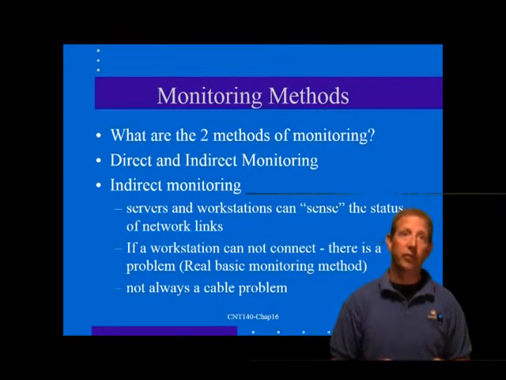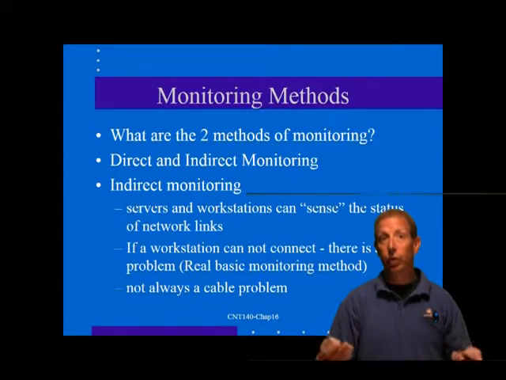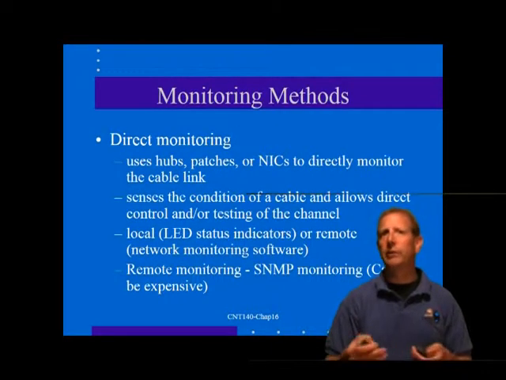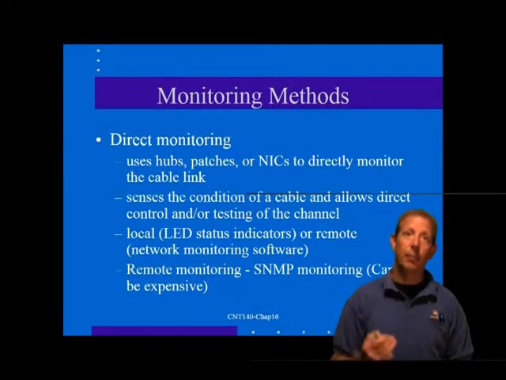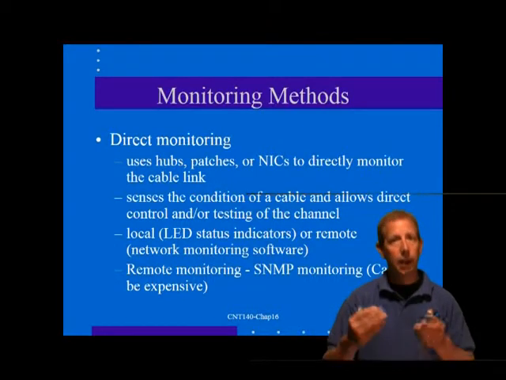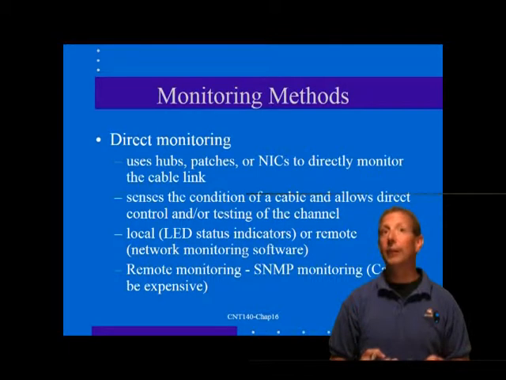Unfortunately, indirect monitoring of the channel may indicate a communications problem even when the cable connectivity is fine. For example, a bad workstation network interface card, or a software problem at the workstation, switch, or server would appear as a network communication problem, even though the cabling is good. Direct monitoring uses the capabilities of the hubs, patches, or network interface cards to directly monitor the cable link. This type of monitoring senses the condition of a cable and allows direct control and/or testing of the channel. Direct monitoring may be done on either a local or remote basis.